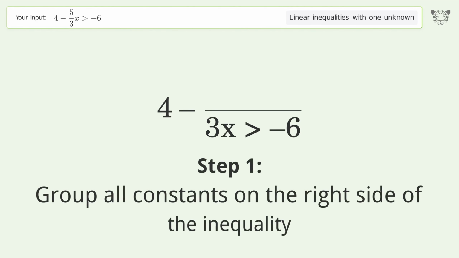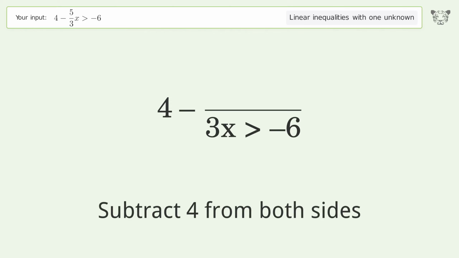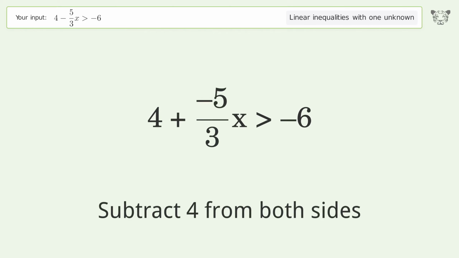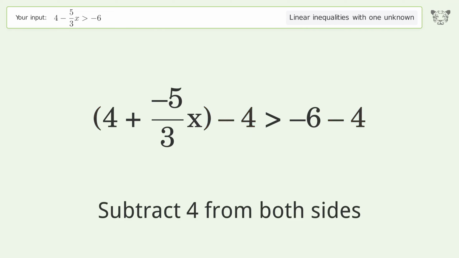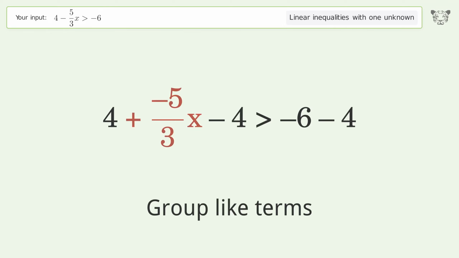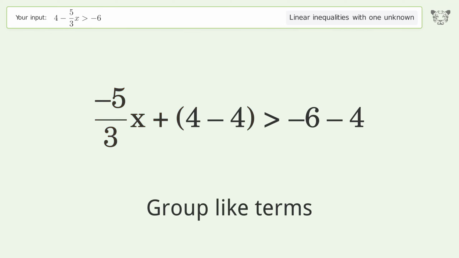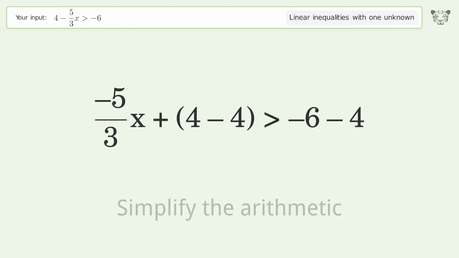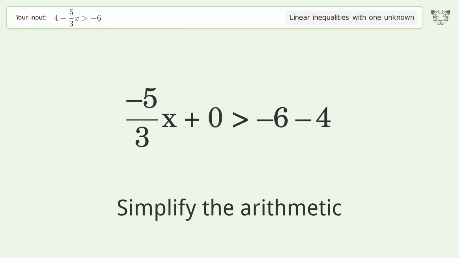Group all constants on the right side of the inequality. Subtract 4 from both sides. Group like terms. Simplify the arithmetic.